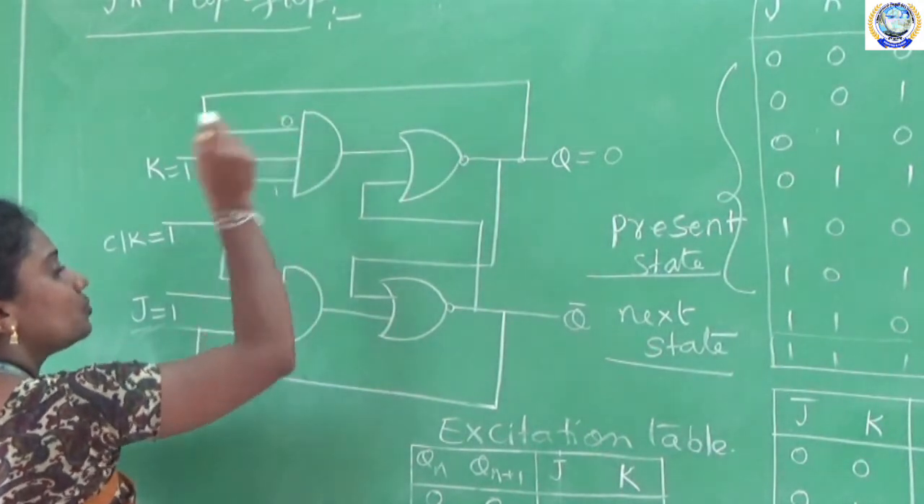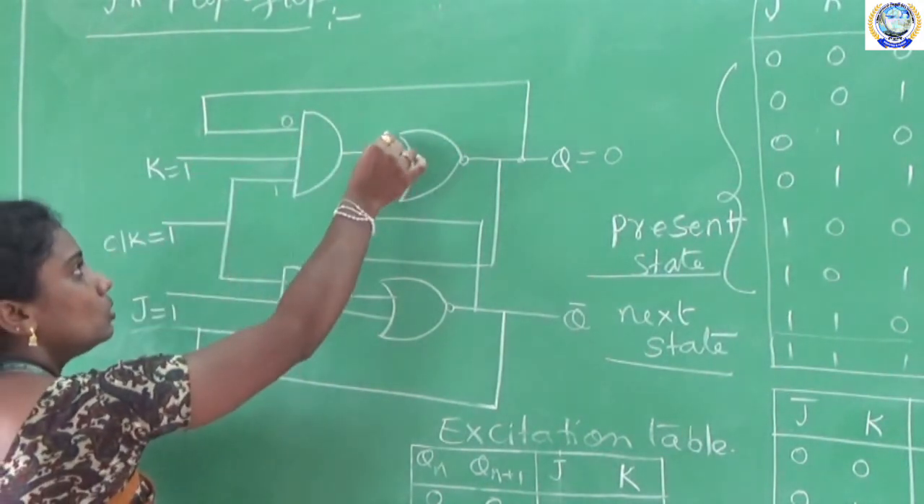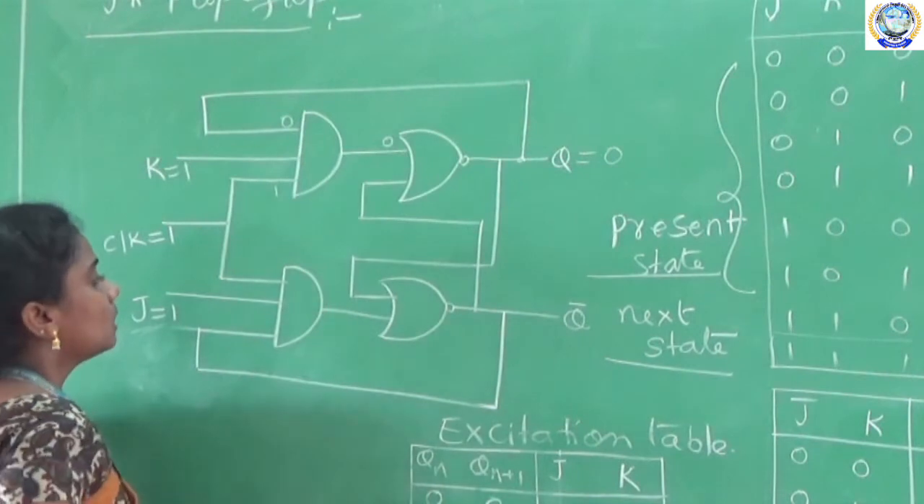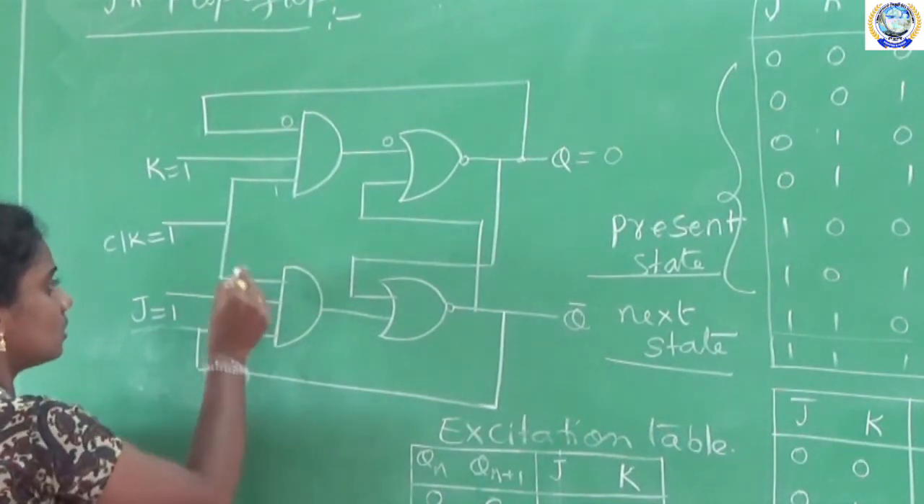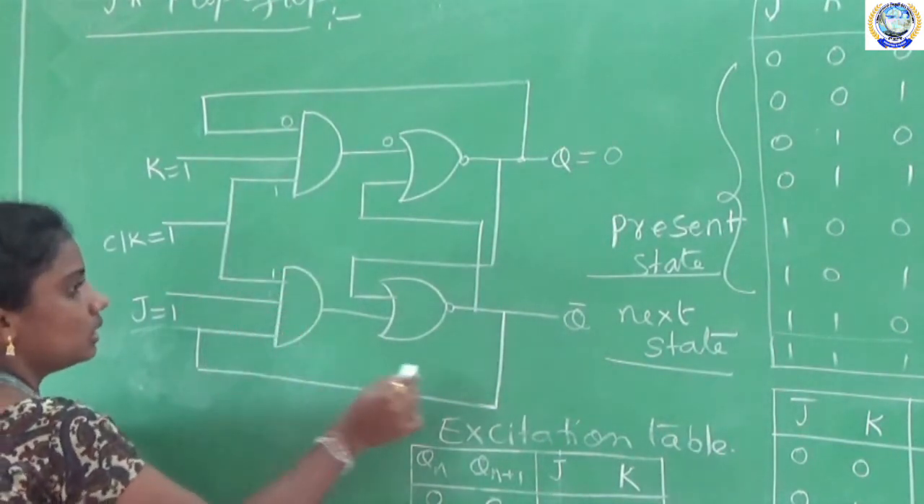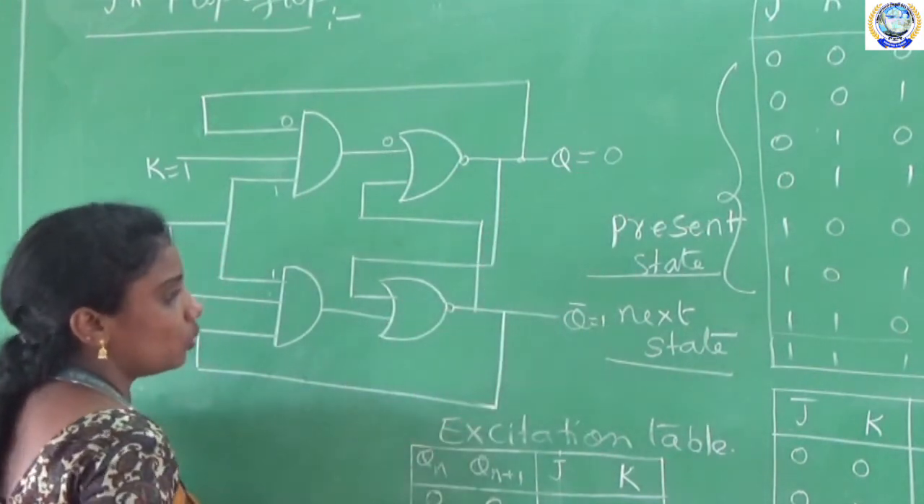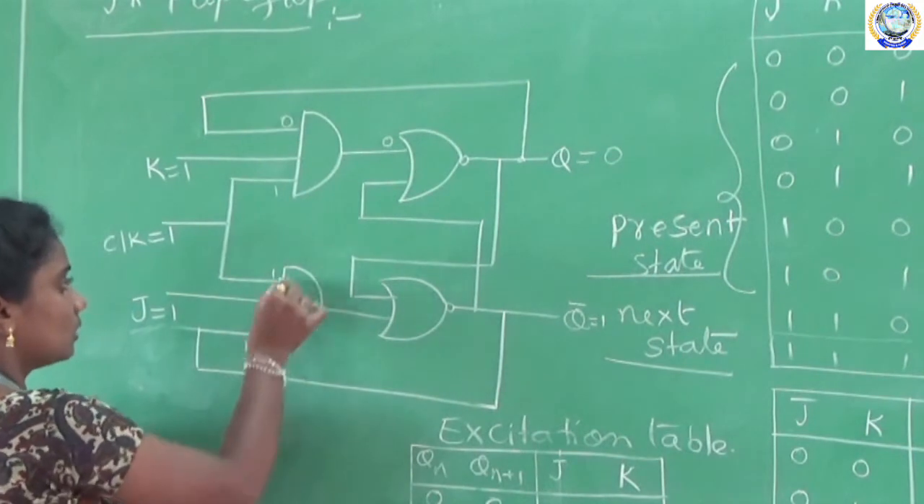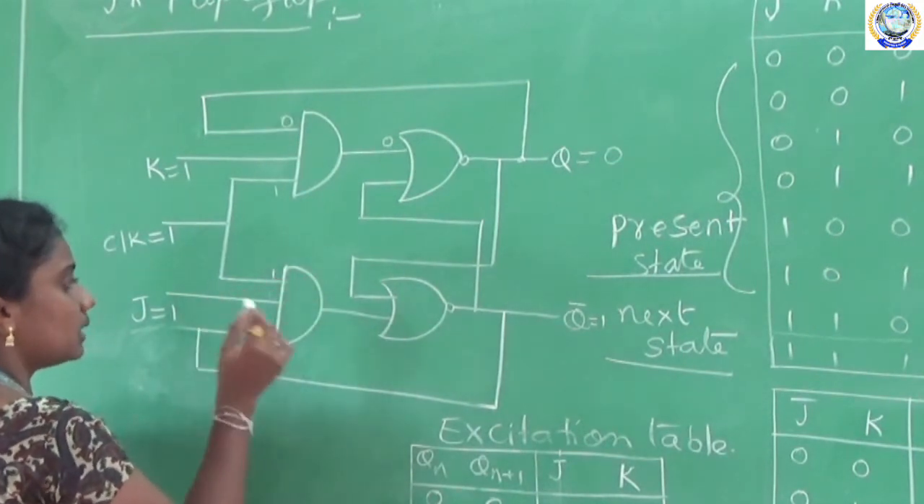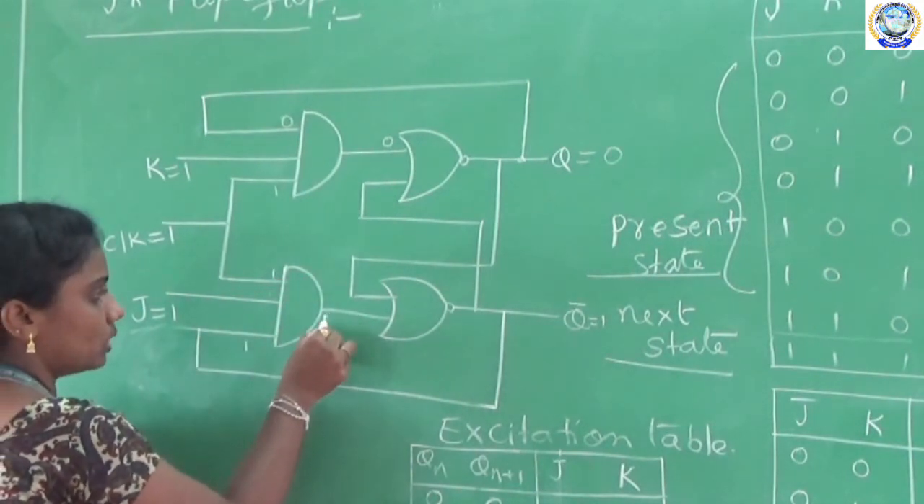Now I am considering 0, 1, 1. What is the output of the AND gate? Here it is equal to 0. Next, if we consider this one, here 1, 1. If Q equal to 0, then Q bar is automatically 1. What is the output of this AND gate? It is equal to 1.